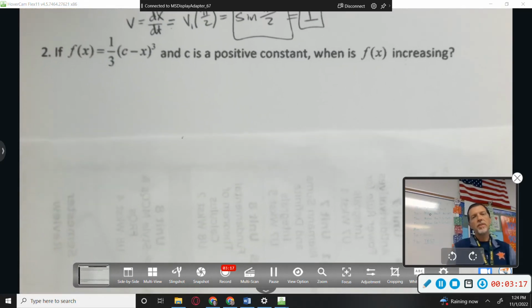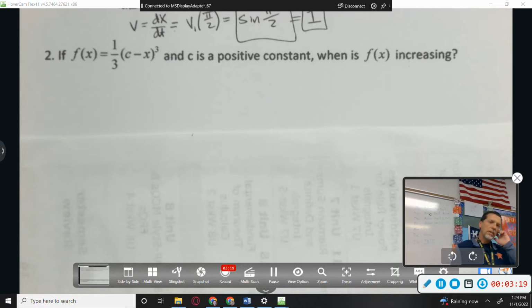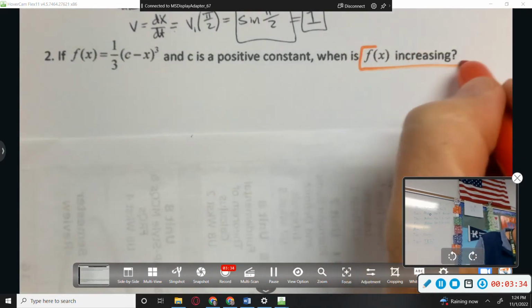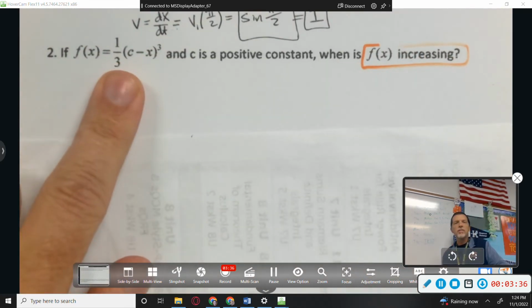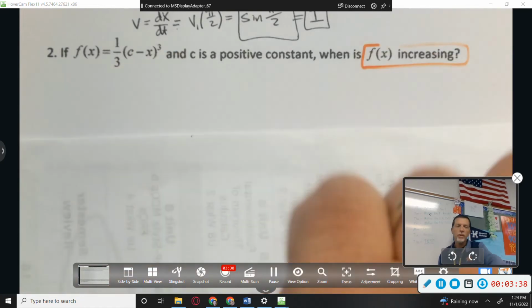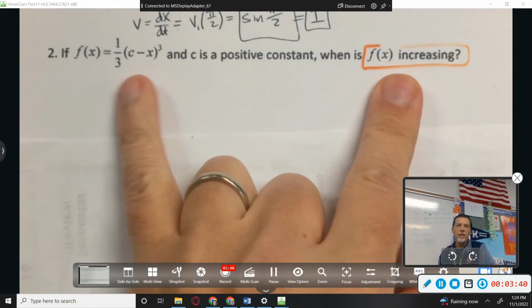Number 2. Kind of work this one together. If f of x equals 1/3 (c minus x) all cubed, and c is a positive constant, when is f of x increasing? Okay, that function looks weird with a c in it. But let's worry about what it's asking first, and then we'll figure out what this c thing is.